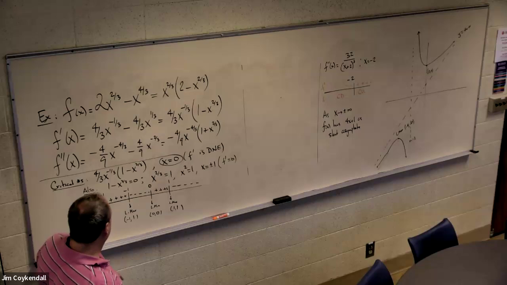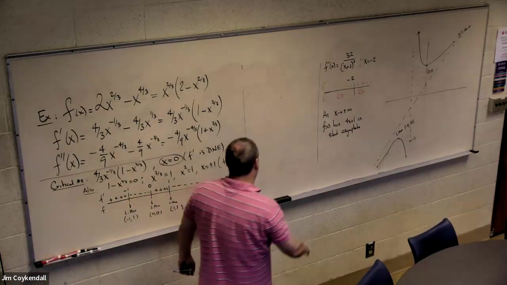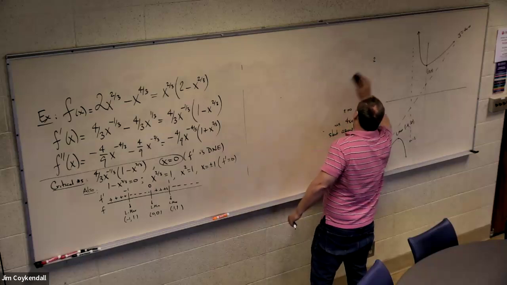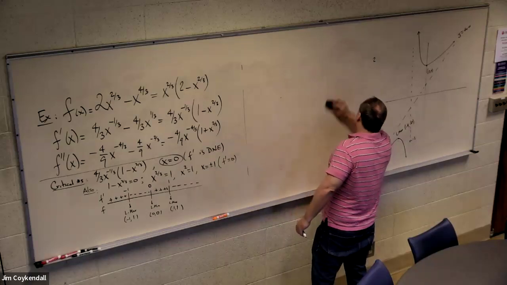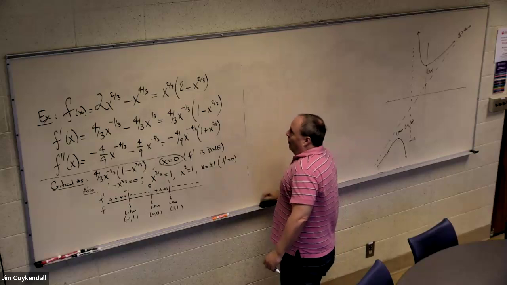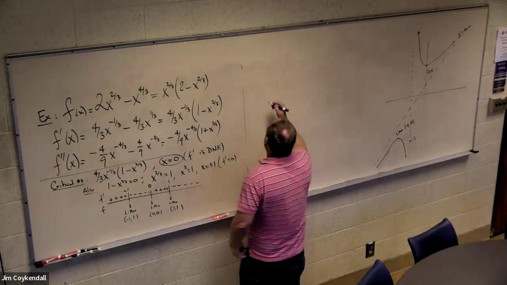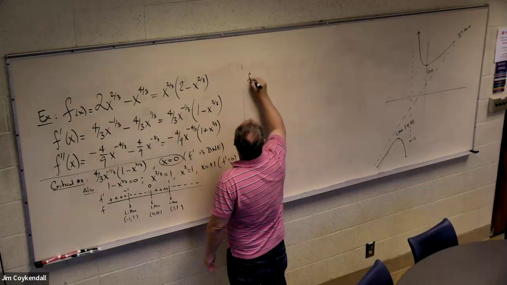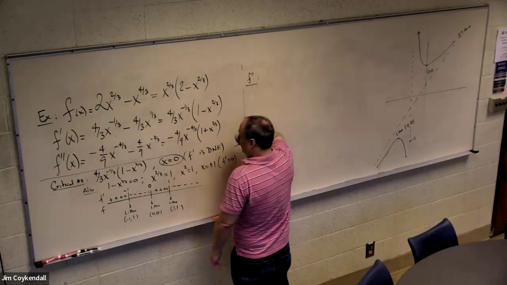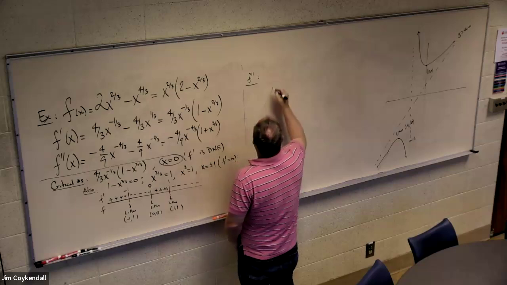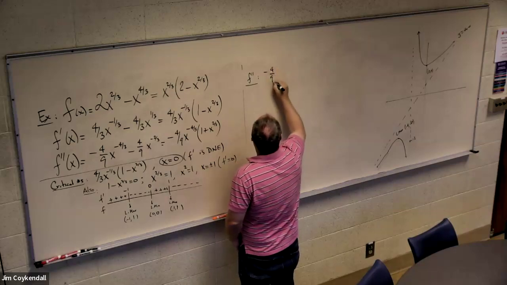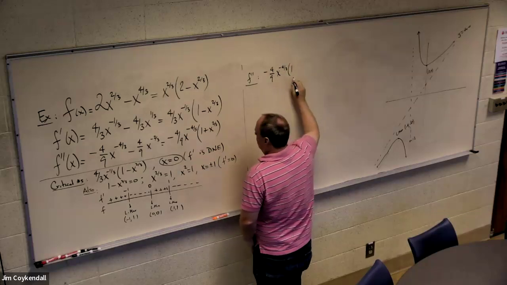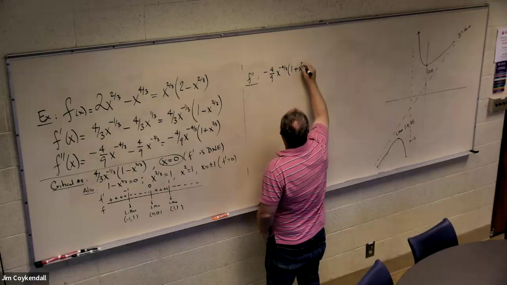So these were kind of good, and it's pretty easy to figure out. Black ones. How about the second derivative? Second derivative. What do we get? Minus 4/9 x^(-1/3)(1 + x^(2/3)).